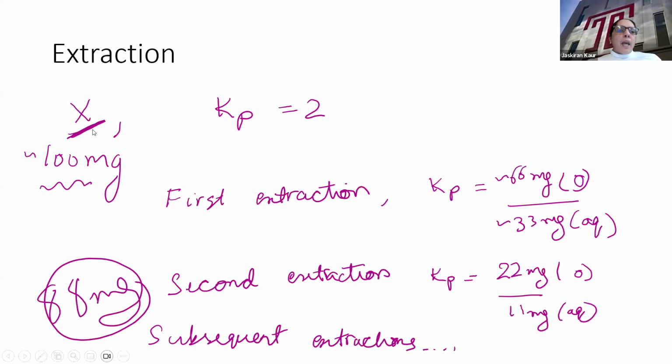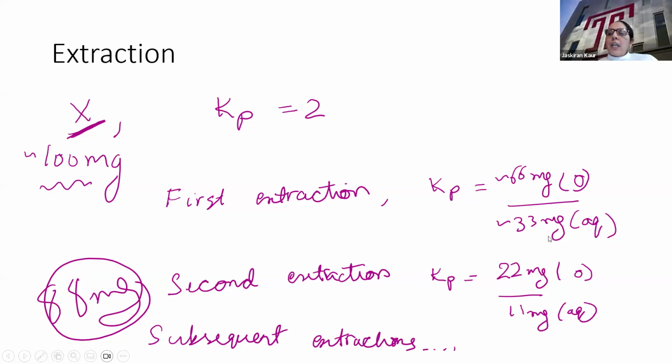Let's say you have a compound X and you're starting with 100 milligrams, and you know the partition coefficient is 2, which means if you extract it in 2 solvents, organic versus aqueous, it will always distribute in this ratio. So with about 100 milligrams and a partition coefficient of 2, it's about 66 milligrams here and about 33 milligrams here. It means we got about 66 in the organic layer, which we can recover. The 33 is still in the aqueous layer.